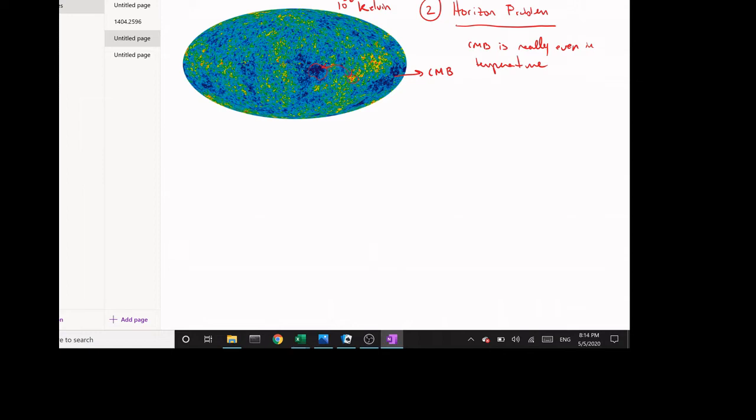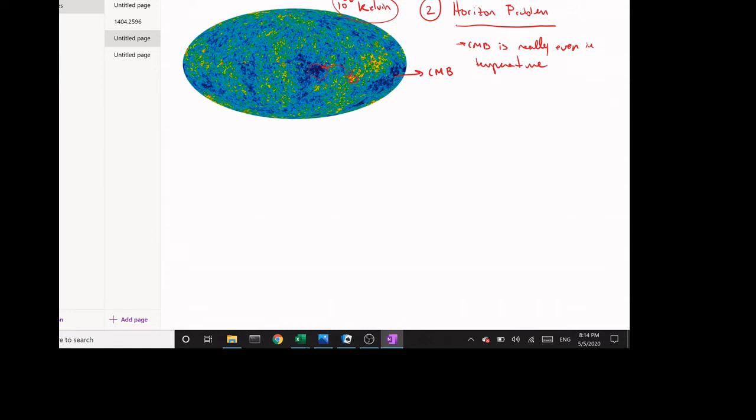And that's exactly what we're looking at here. We're looking at those really, really old primordial photons, which are hitting the Planck satellite, which we're lucky enough to hit. So this is the temperature map, and it's really even. It's strangely even, as I said, 10 to the power minus 6 Kelvin between the hot spots and the cold spots. And that shouldn't be the case.